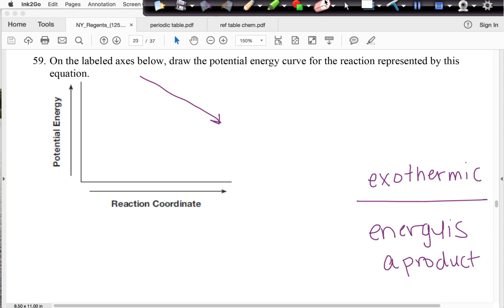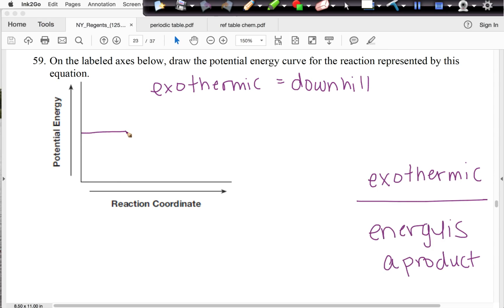Exothermic is always going to be downhill. So we want to make a downhill potential energy diagram. So we start with a line, go over a bump, and then we're going to end lower than we started because it has to be overall downhill.